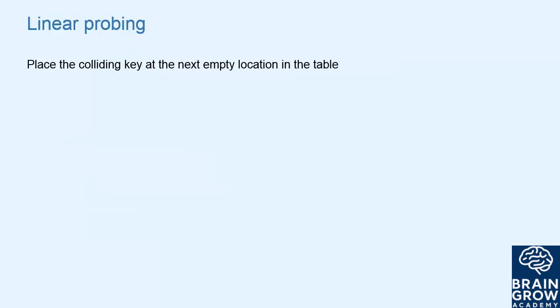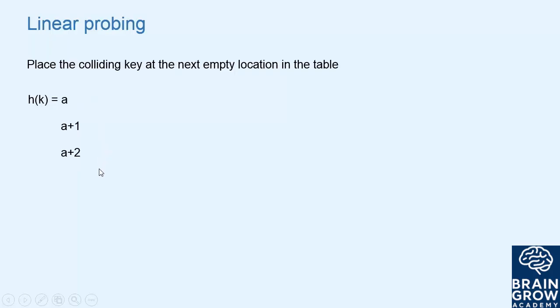In this technique, we'll place the colliding key at the next empty location in the table. So suppose we have a key K and it is mapped to some address A by the hash function. Now if this address A is empty, we can place the key there. But if it is already occupied, then we'll look at the next location of the table. So we look at address A plus 1. Now if this address A plus 1 is empty, we can place the key at this address. Otherwise, we look at address A plus 2.